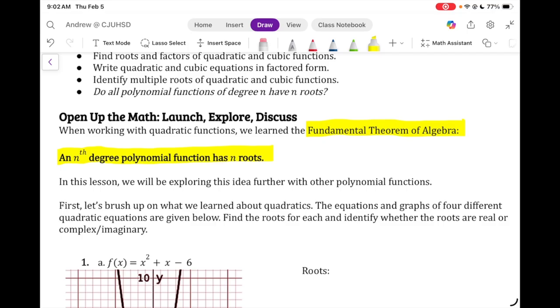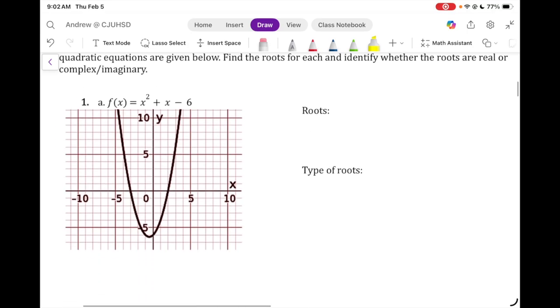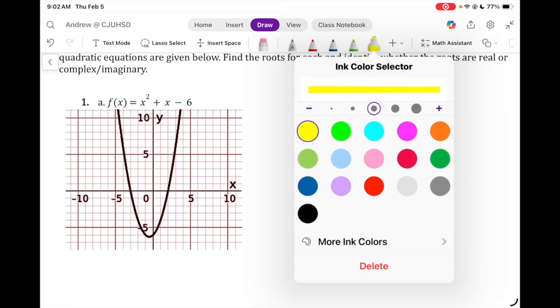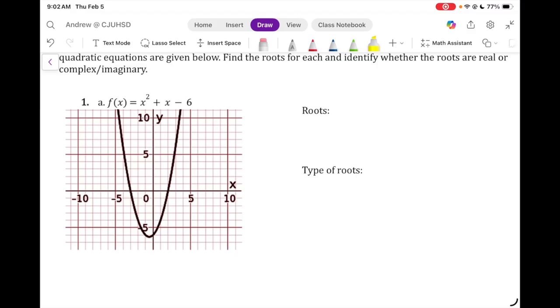So we're going back to quadratics again to see if we understand what's going on. So number one, the roots, since they gave us the graph, we can just identify them. They are here at -3 and here at positive 2. So -3, positive 2, and they are real roots.